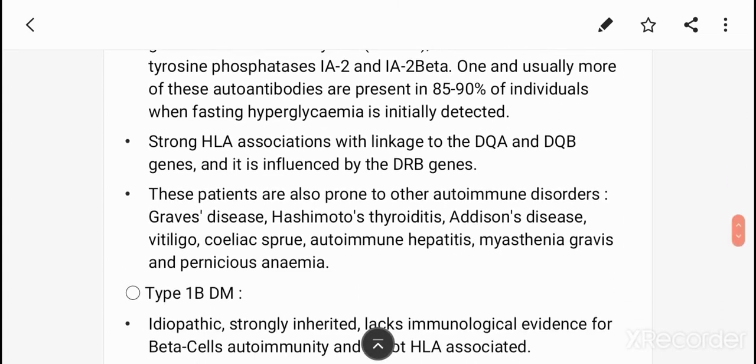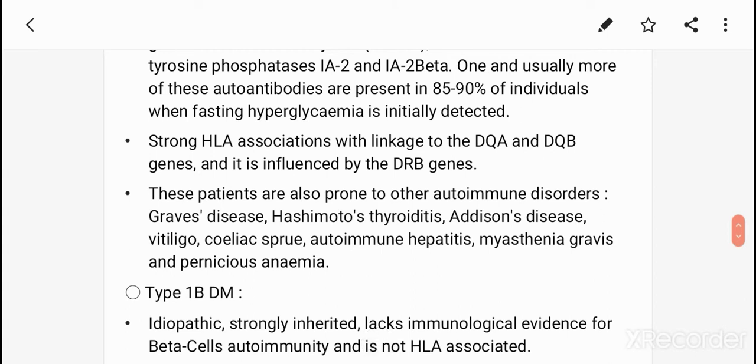In type 1A DM, we also have strong HLA associations with linkage to the DQA and the DQB genes, and it is influenced by the DRB genes. These patients are also prone to other autoimmune diseases. They can develop Graves' disease, Hashimoto's thyroiditis, Addison's disease, etc.